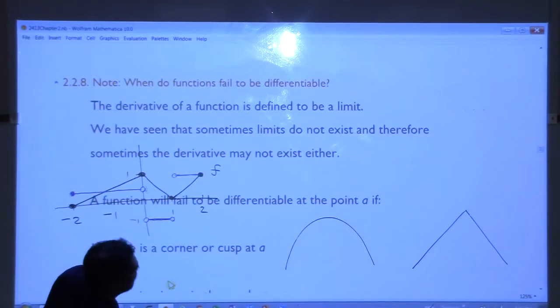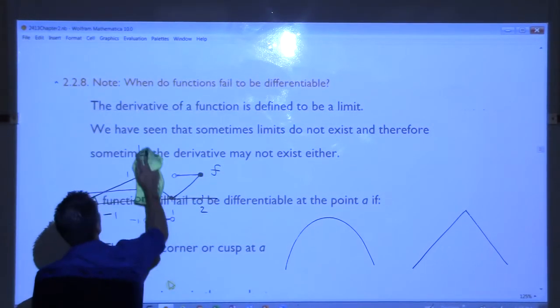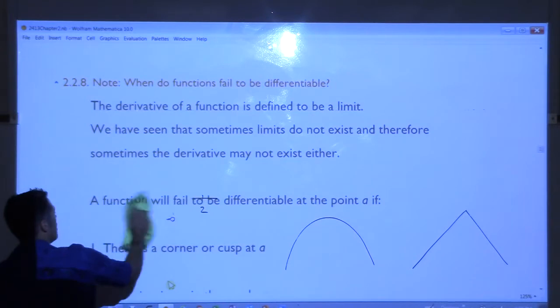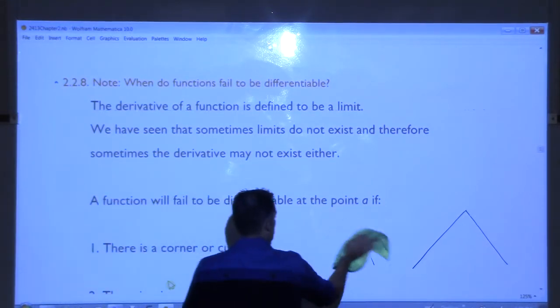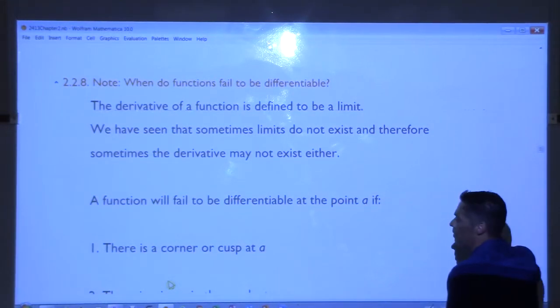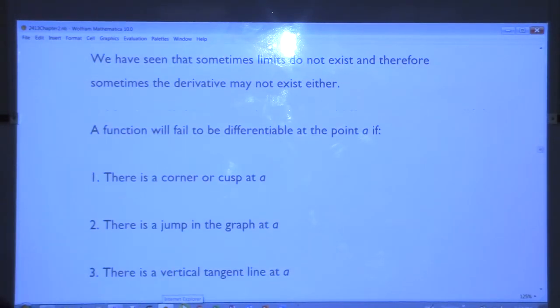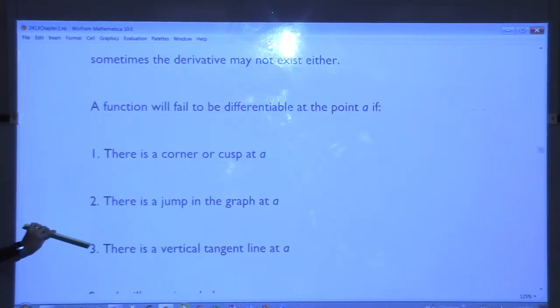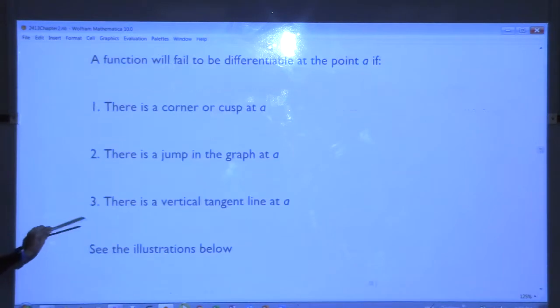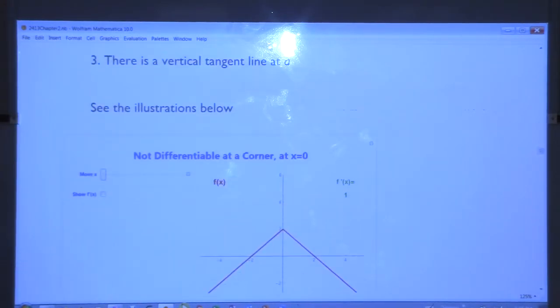So when do functions fail to be differentiable? When is it that you cannot take the derivative of a function? There are 3 different cases. Anytime you have a corner or a cusp, anytime there's a jump in the graph, or anytime there's a vertical tangent. Now I have visual representations of this.